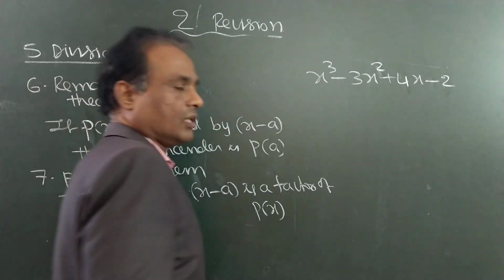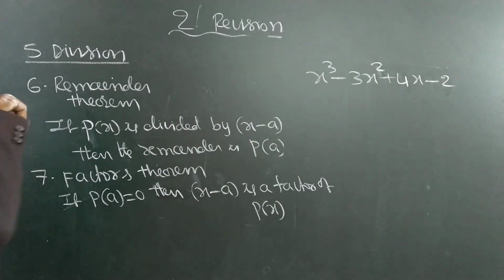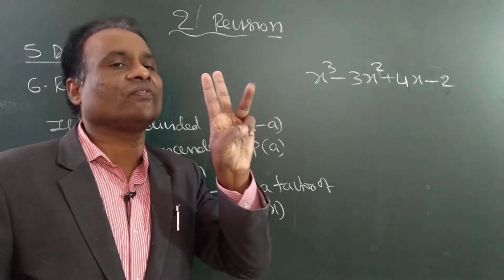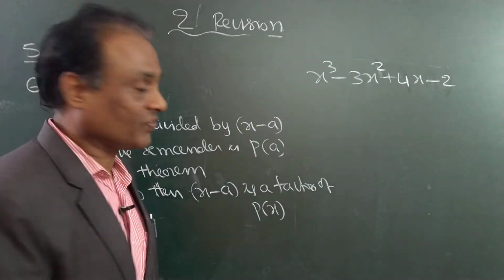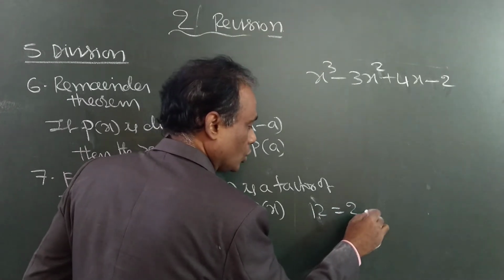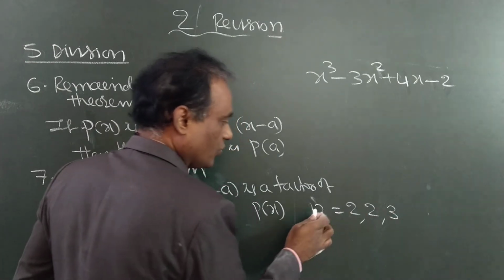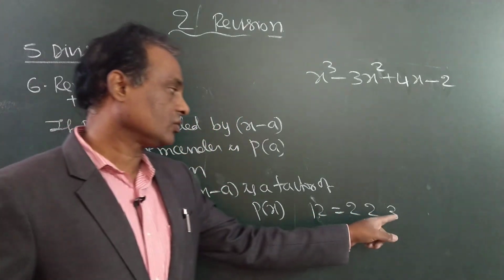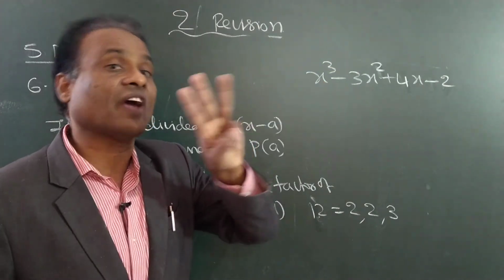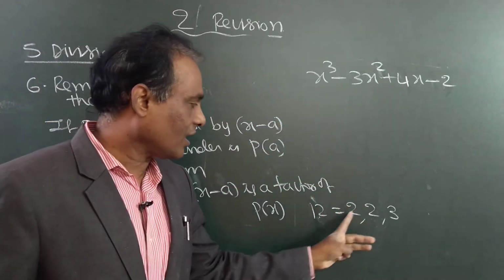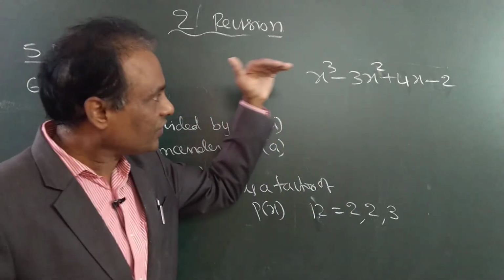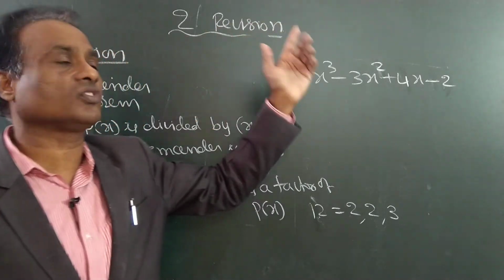See here, this is a polynomial. Power 3 means maximum it will have 3 factors. For example, 12 is there. What are the factors of 12? 2, 2, 3. 2 fours... 2 twos are 4, 4 threes are 12. The factors of 12 are 2, 2 will repeat, and 3. Like this, this will have 3 factors, maximum 3. Sometimes it may repeat, sometimes we may not have factors. So if it has a factor, it will have at most 3 factors.